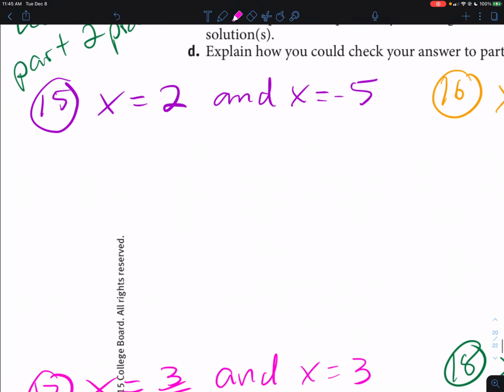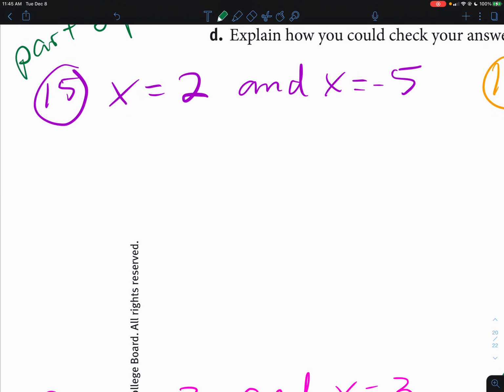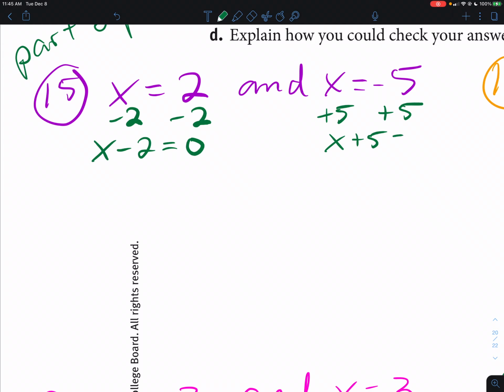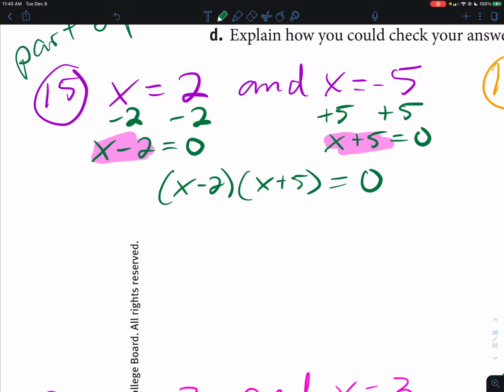The way we do that is we take our solutions, and first we want to make them equal 0. On this one I'll subtract 2 and get x minus 2 equals 0. On this one I'll add the 5, and I'll get x plus 5 equals 0. These are our factors. I'll rewrite this as x minus 2 times x plus 5 equals 0.